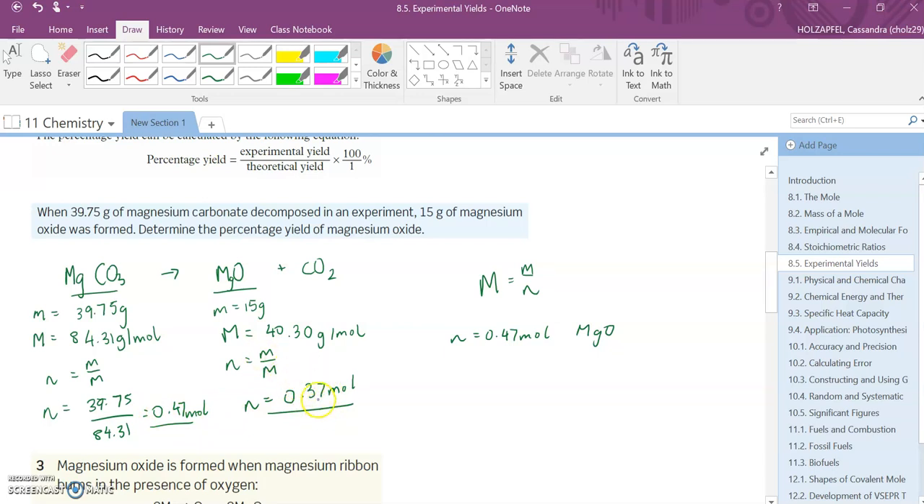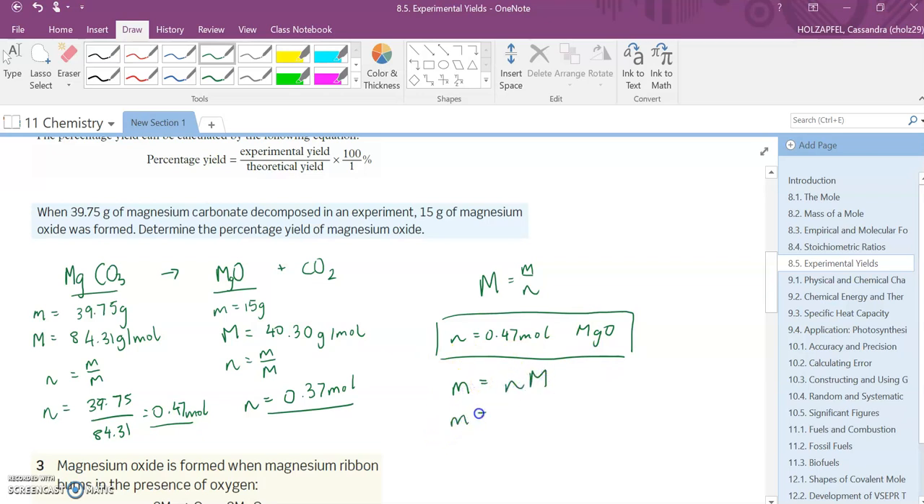Okay, so we didn't actually have to do that, but what we did actually have to do was use this formula here. So we have to do the percentage yield is equal to the experimental yield divided by the theoretical yield. So theoretically, right, this is what we should have. So let's work out that mass. So again, just rearranging that formula.